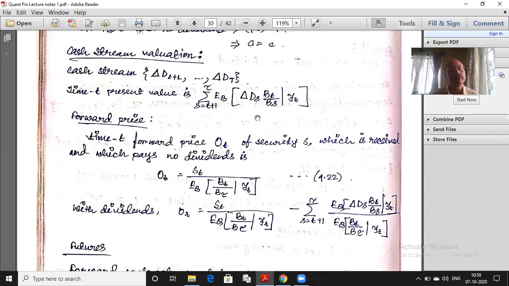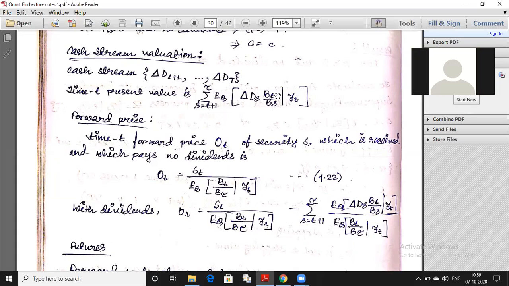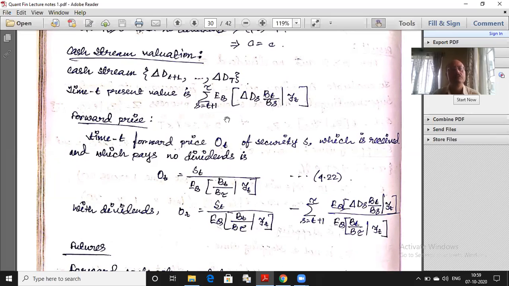So what am I calculating? I am calculating the expected value of this payment at time s. Payment at time s, but evaluated at time t. So I divide it by Bs and multiply by Bt, which means the valuation is done as on time t. And this can happen for s equal to t plus 1 to capital T. So I sum over all the time points. This will be capital T, by the way, not tau.